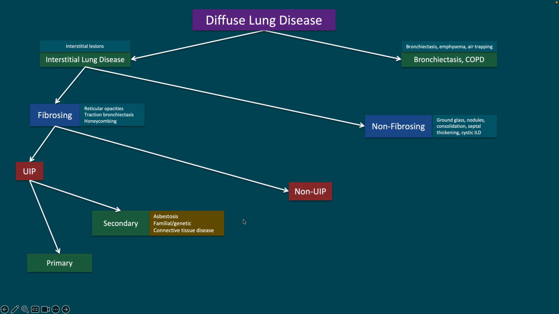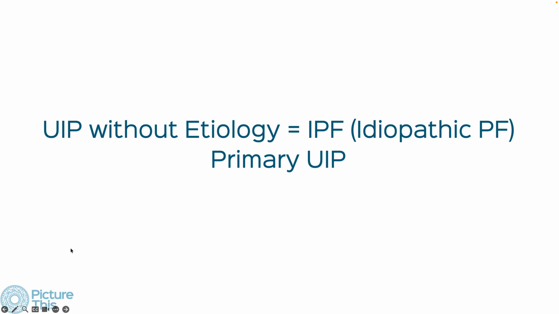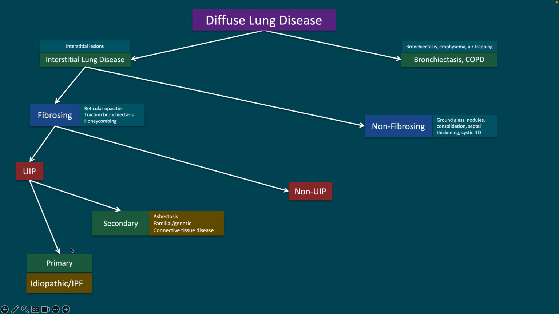Now, if it is secondary, then you have asbestosis, familial genetic, connective tissue disease, those kind of causes. Then it's that condition associated UIP. But if there is no etiology, then it's a primary UIP, in which case it becomes idiopathic, or idiopathic pulmonary fibrosis.